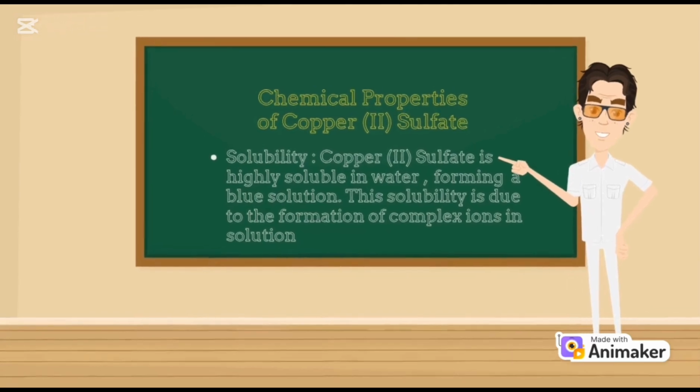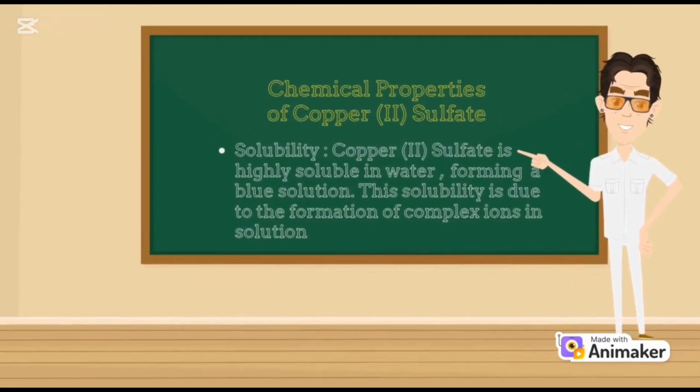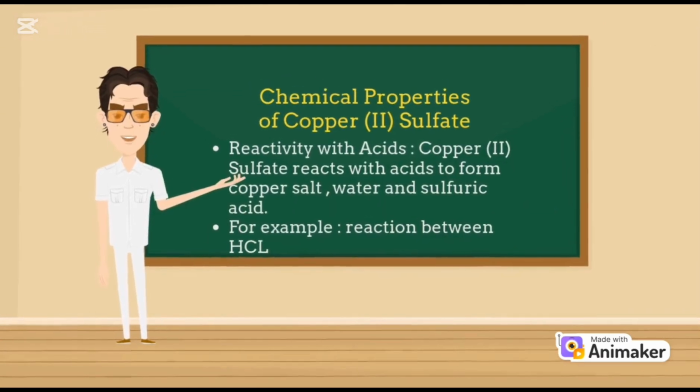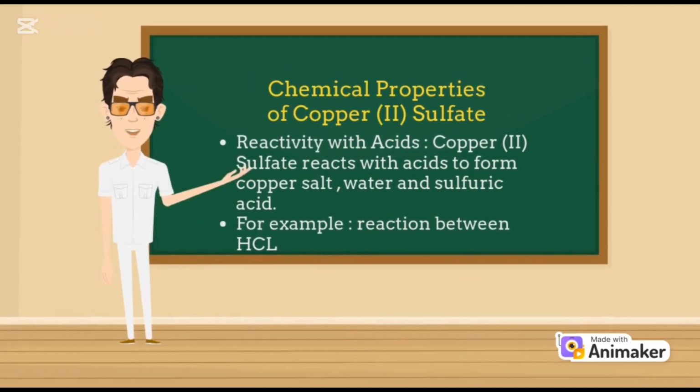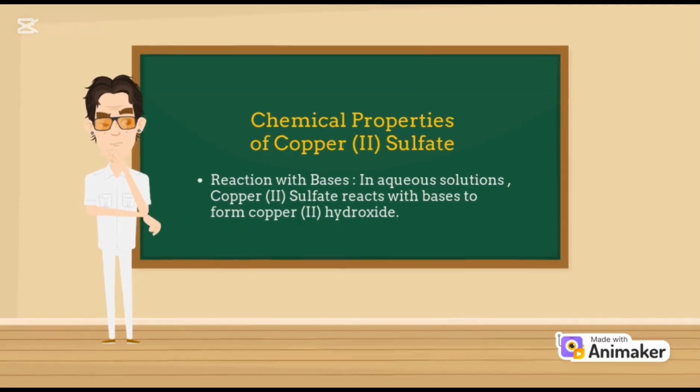Now, what is chemical properties of copper 2 sulfate? In terms of solubility, copper 2 sulfate is highly soluble in water, forming a blue solution. This solubility is due to the formation of complex ions in solution. Next, copper sulfate reacts with acids to form copper salt, water, and sulfuric acid. For example, reaction with HCl.